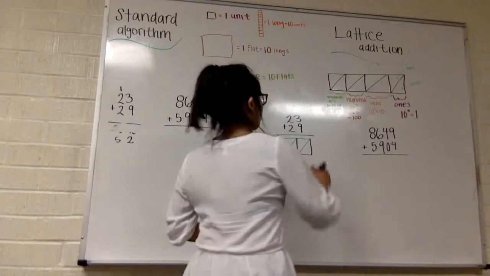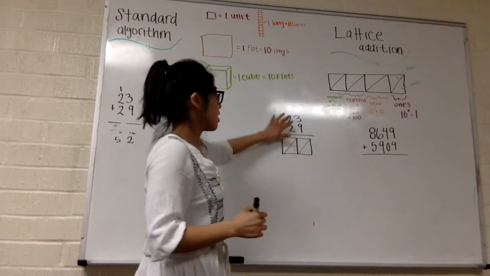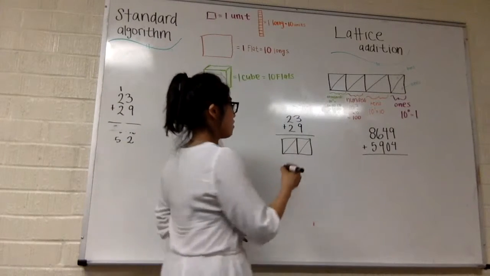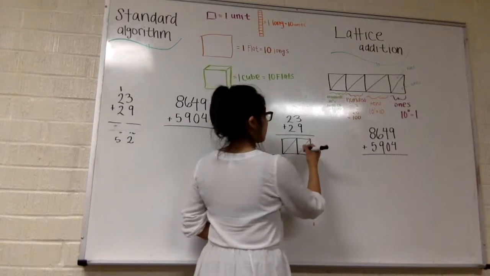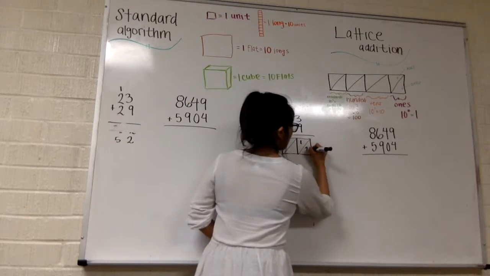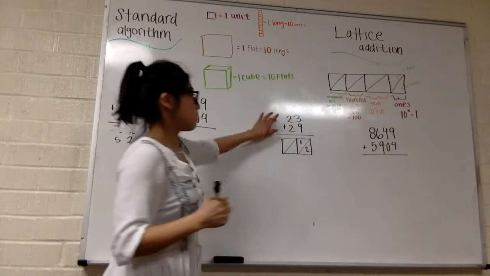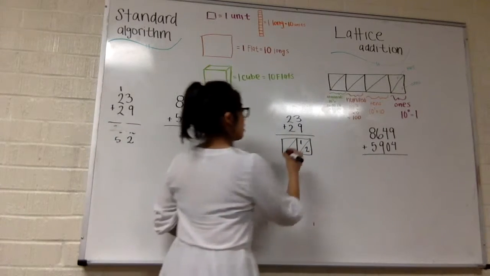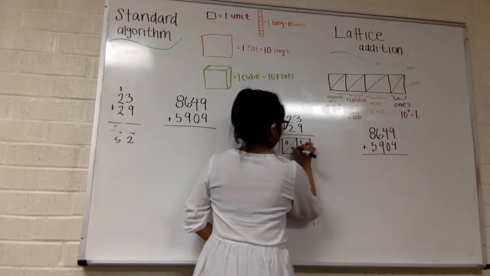So moving on, we have 23 plus 29. Here, we can see that 9 plus 3 is 12. The beauty of lattice addition is we don't have to carry over, so we just put the 1 long here and then the 2 units here. And then we have 2 plus 2, which is 4. So we have the 0 here and the 4 here.